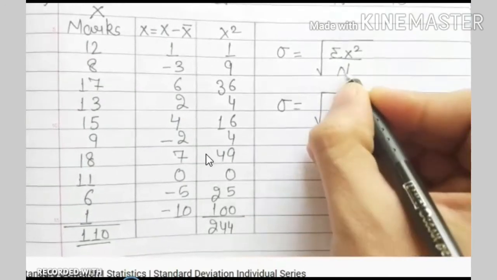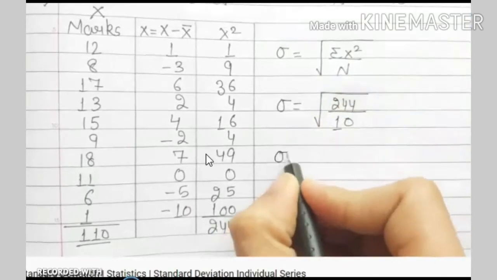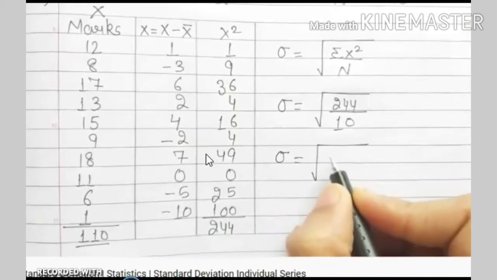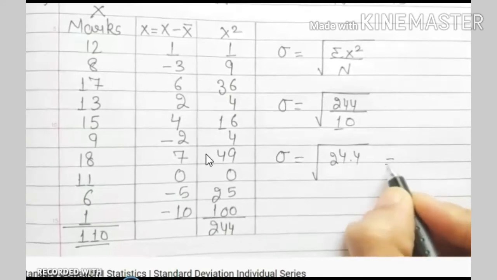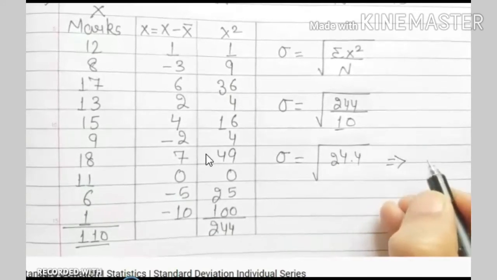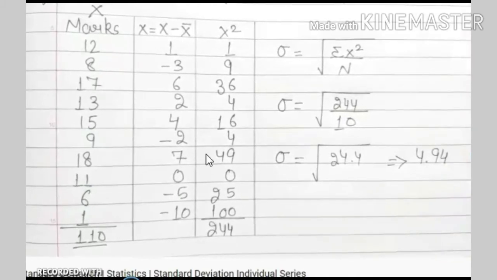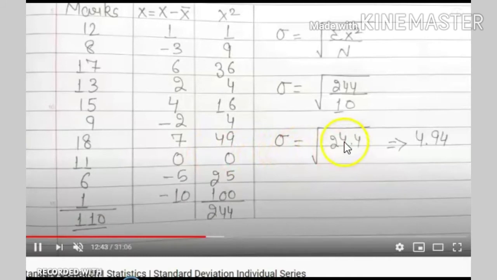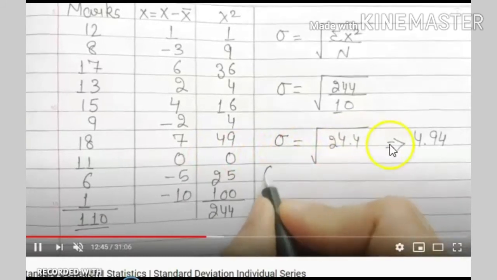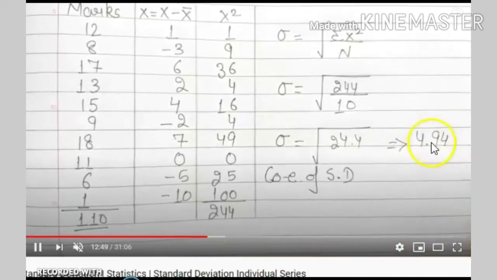244 divided by n, n is 10. So the answer is root of 24.4. You know how to find the root, so it will be 4.94. If you don't know how to find the root, you just write root of 24.4, so it's enough. If you have studied it in 10th standard and can do it, then you can find the solution as 4.94.